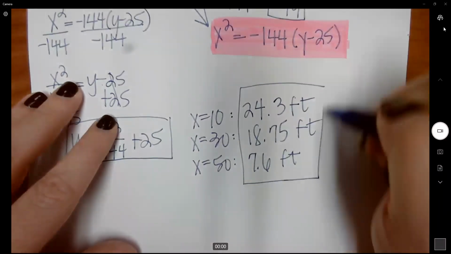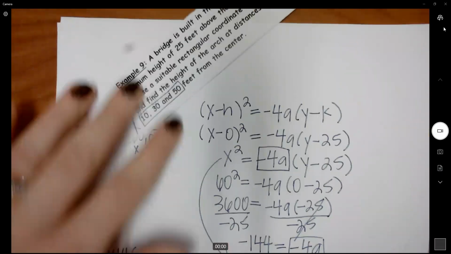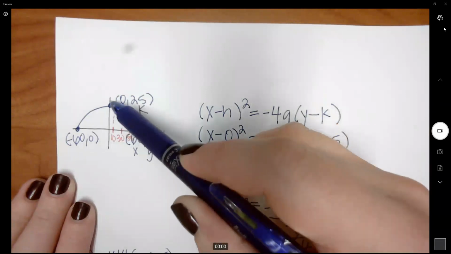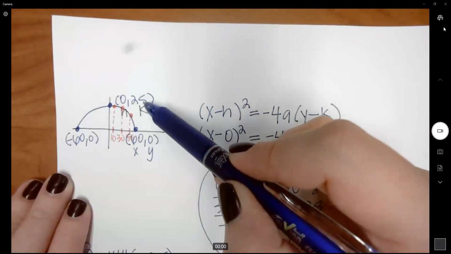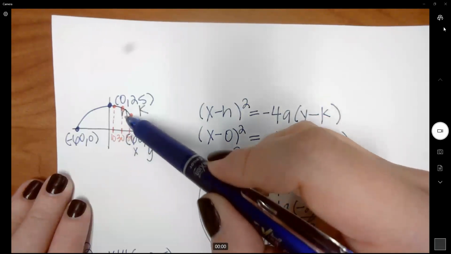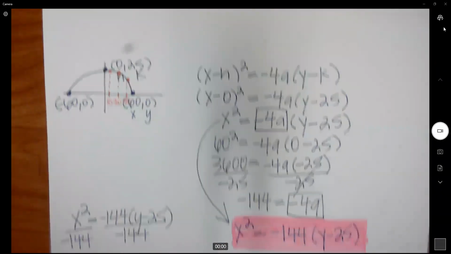So these are my answers. And that should make sense that it's going down, because when you look at this diagram here, this bridge is going to get shorter and shorter. So at 10, it's a little bit shorter than my tallest of 25, but not by much, 24.3. Then halfway, it's at 18, and then at 50, it's pretty short at 7.6.